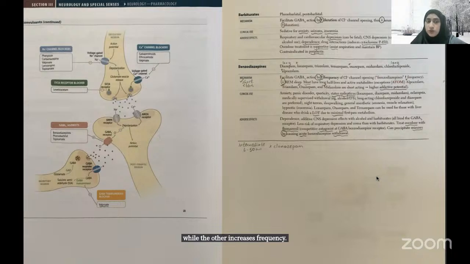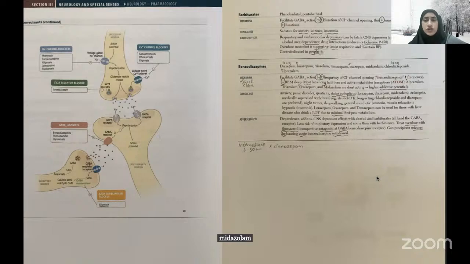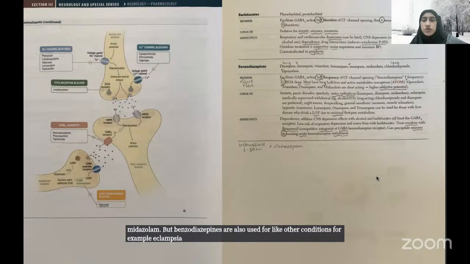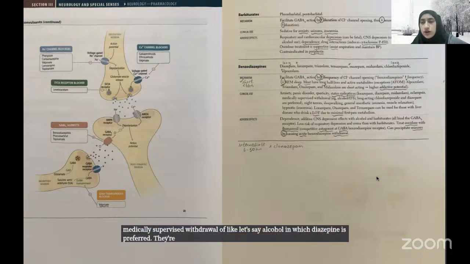They both start with the letter B, so think of a good mnemonic. Both are used for anxiety, seizures, insomnia, but benzodiazepines are also used for status epilepticus. There are a few drugs mentioned here, for example, lorazepam, diazepam, midazolam. But benzodiazepines are also used for other conditions, for example, eclampsia, medically supervised withdrawal of, let's say, alcohol, in which diazepam is preferred. They're also used for night terror, sleepwalking, and for insomnia.